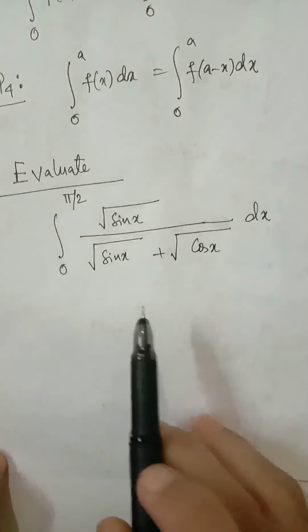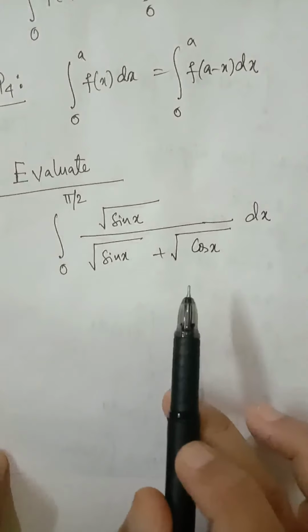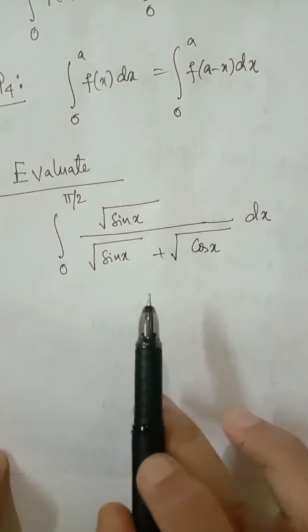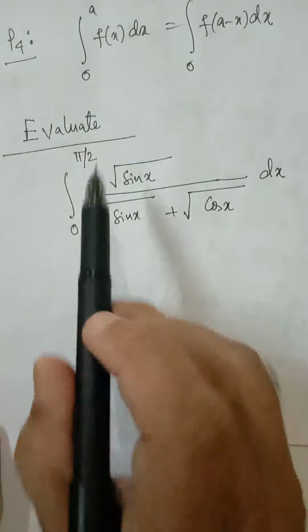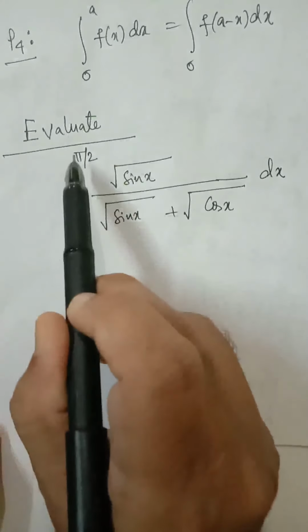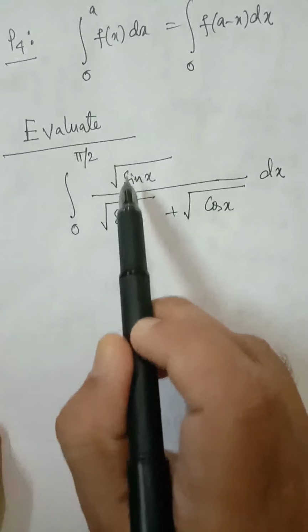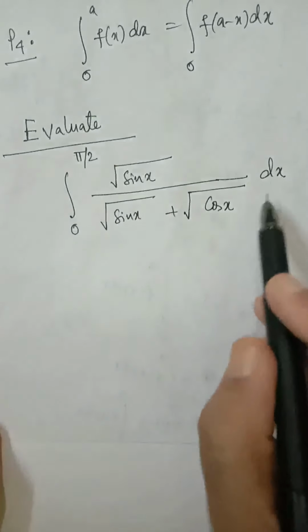Here I have taken this particular question. This is a very simple question, but at the same time a very, very important question. To evaluate the integral from 0 to pi by 2 of root over sin x by root over sin x plus root over cos x dx.